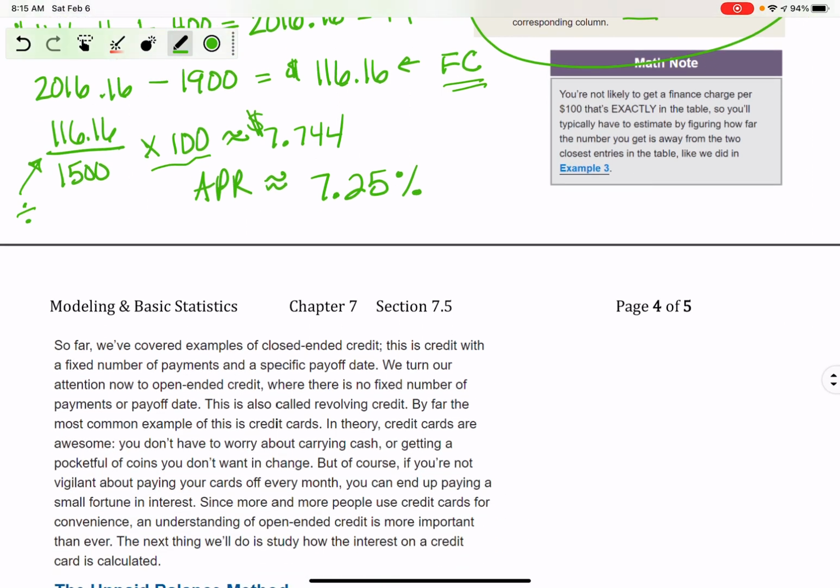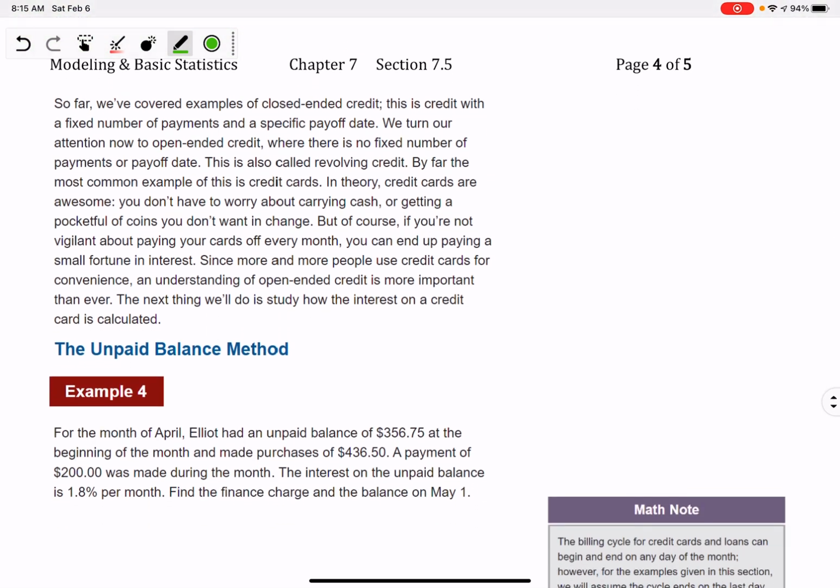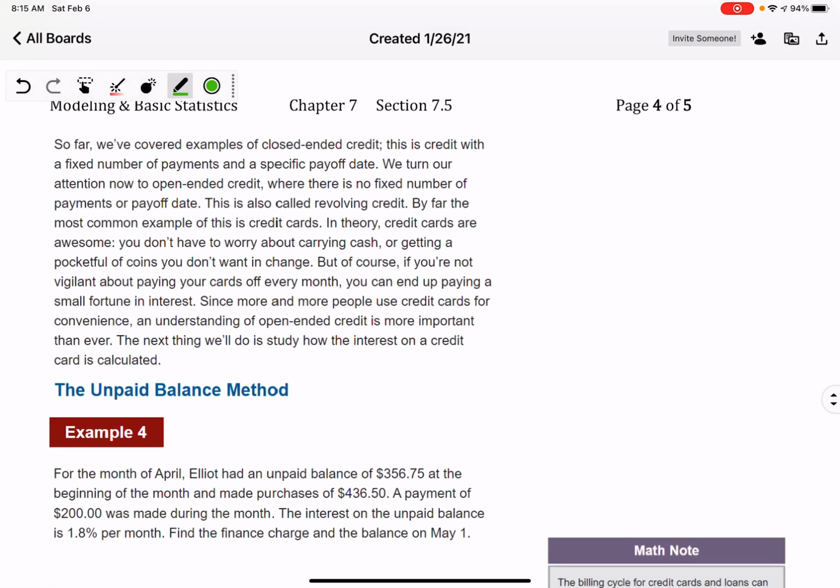All right. The last section. So far, we've covered examples of closed-ended credit. This is credit with a fixed number of payments and a specific payoff date. Actually, we didn't talk about that in this section. But we did talk about the annuities, and we did talk about finding the APRs, and we have talked about installment payments. So we have talked a lot about money. We just didn't talk about the closed credit.